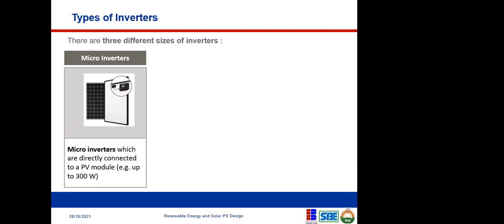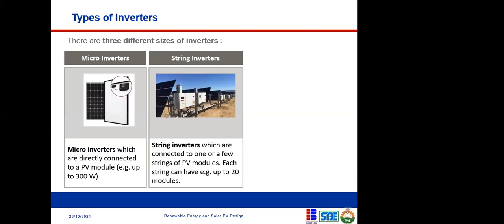So micro inverters are directly connected to a PV module, e.g. up to maybe 300 watts. It's a small micro inverter you attach to every module. It's not common in Nigeria, even across the world. It's not common, but they have their own advantages as well.